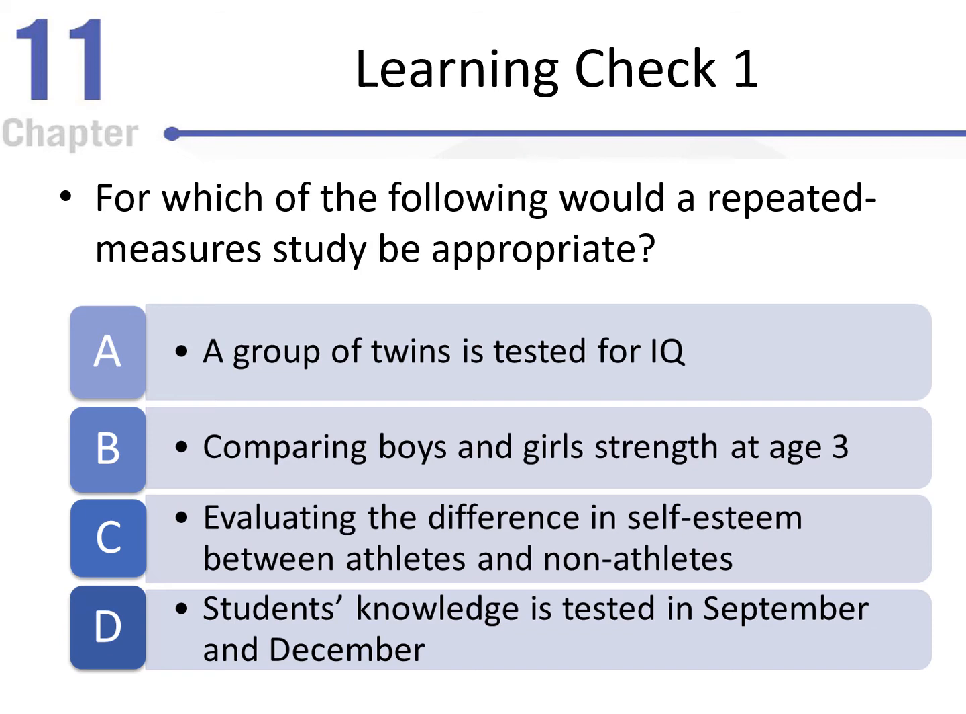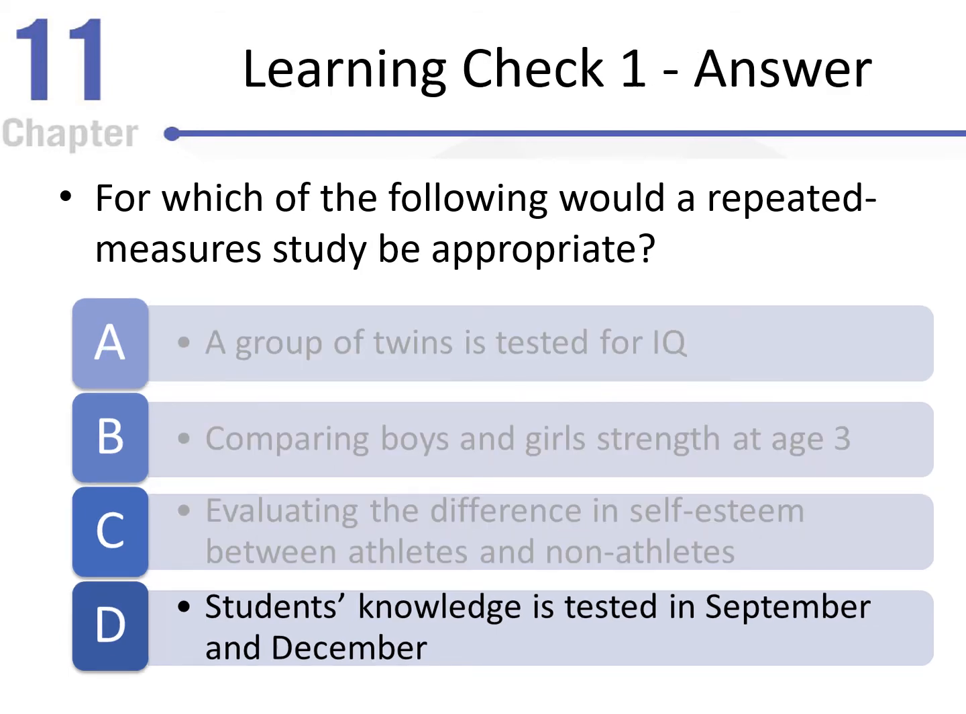Comparing boys and girls' strength at age 3. Boys and girls are different, so that's not good. Evaluating the difference in self-esteem between athletes and non-athletes. Once again, athletes and non-athletes are two different groups, so that doesn't work either. Students' knowledge is tested in September and December. Well, here we have one group of students, and we're testing them twice. So that would qualify as repeated measures, the same people being tested multiple times. And that's the answer. The answer is D.